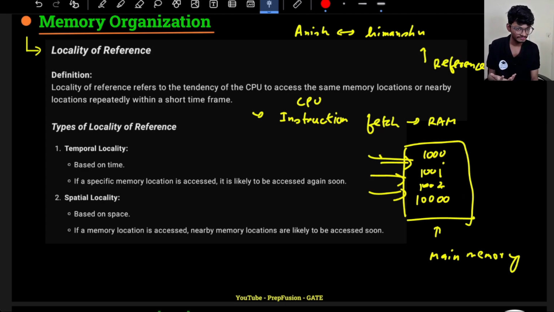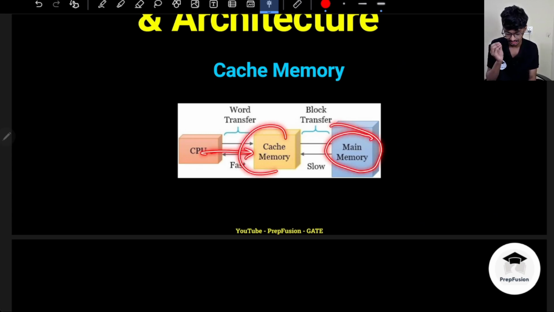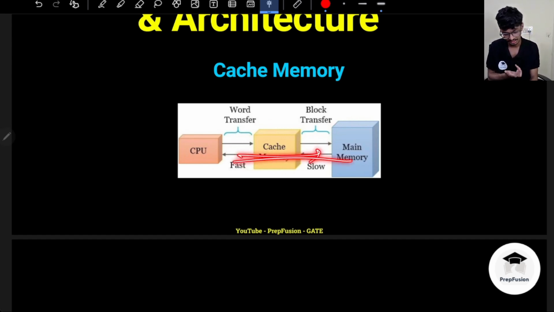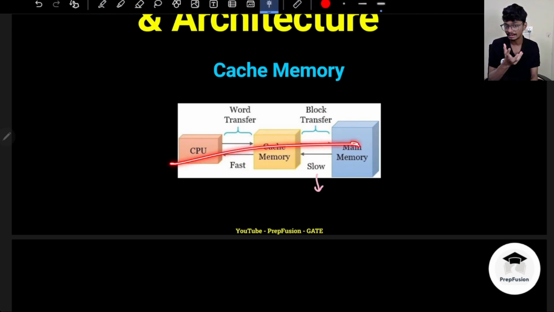What will be the advantage? The advantage will be, next time when I go to fetch the instruction at location 1001, I will not go here. I will directly go to the cache memory, that is the intermediate memory, and retrieve it back. You will say, then what's the difference, sir? Anyway, here also we are retrieving the data back. What is the difference? The difference is that main memory is slower. Every time I go and read back from the main memory, time is wasted.